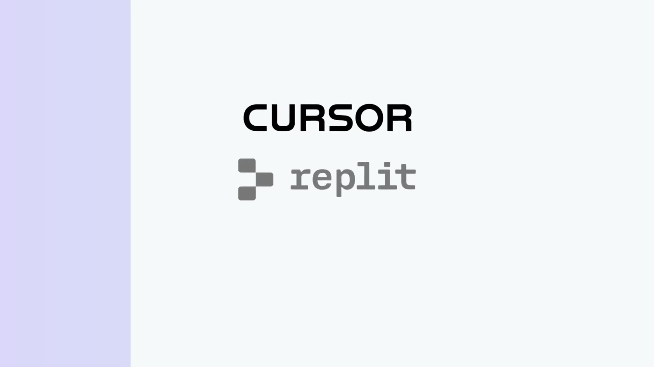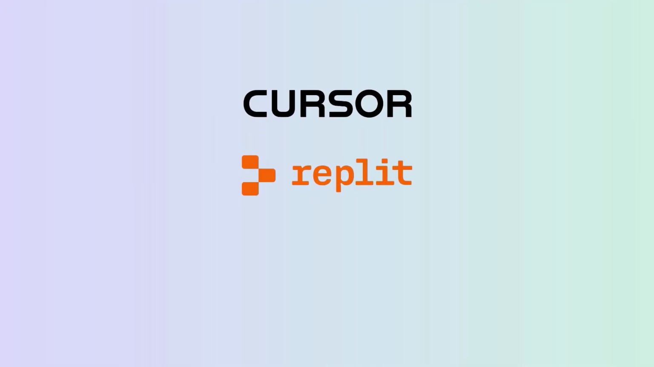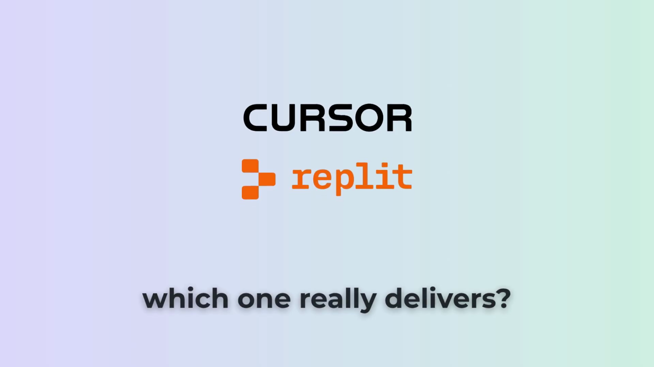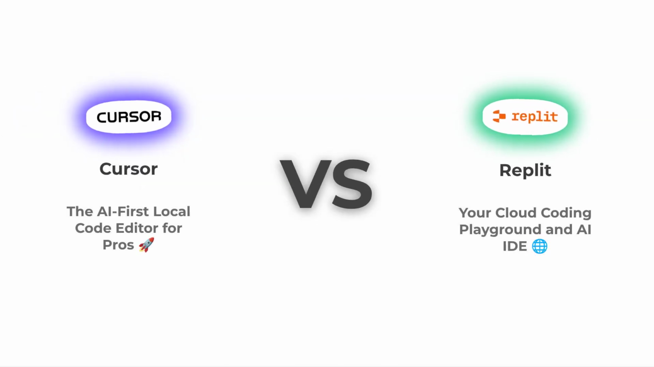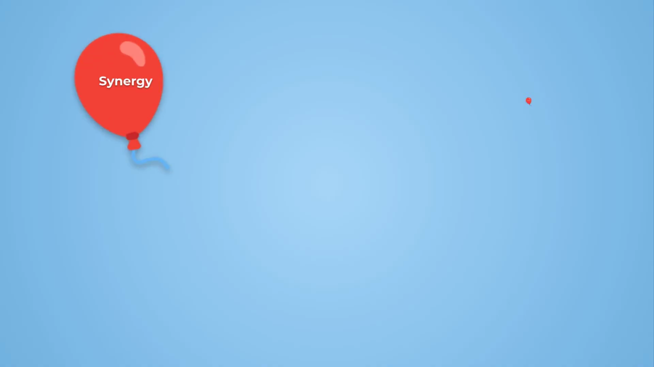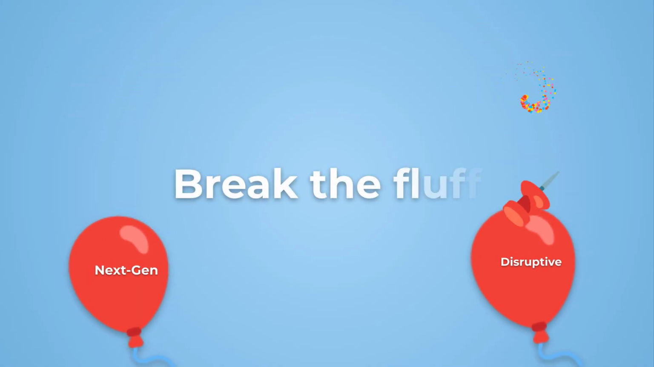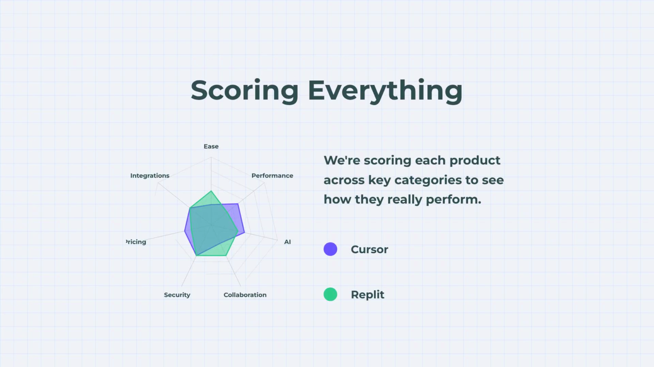Two of the biggest names in AI coding, Cursor and Replit, are battling for the top spot. Which one really delivers? On the left, Cursor, the innovative AI-first code editor. On the right, Replit, the cloud-powered coding platform that's making waves. Let's skip the hype and get down to what actually matters for developers. Each feature gets points, and at the end, you'll know exactly which platform comes out ahead. The winner might just surprise you.